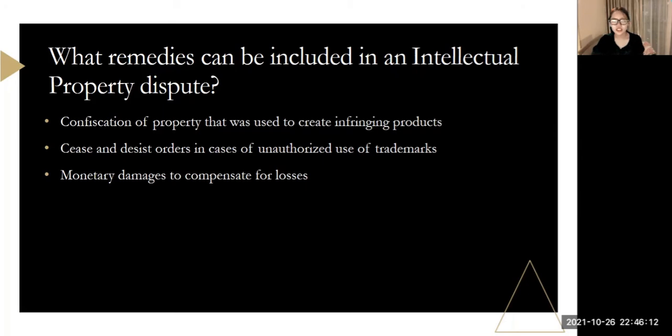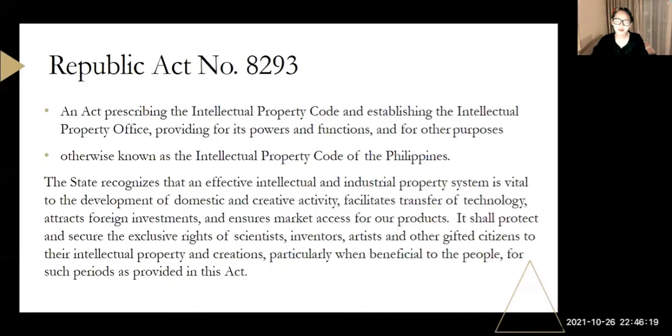Discuss. So, next na i-discuss ko is yung sa Intellectual Property Code of the Philippines. So, dito na ngayon sa Pilipinas. So, ayan. Republic Act number 8293. So, an act prescribing the Intellectual Property Code and establishing the Intellectual Property Office, providing for its powers and functions, and for other purposes, otherwise known as the Intellectual Property Code of the Philippines. So, ayan yung law dito sa Pilipinas.